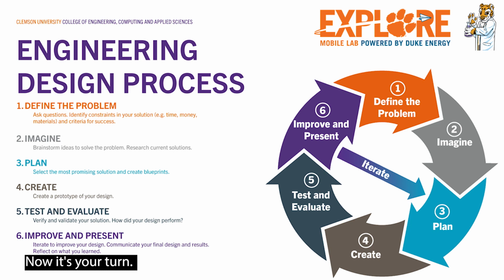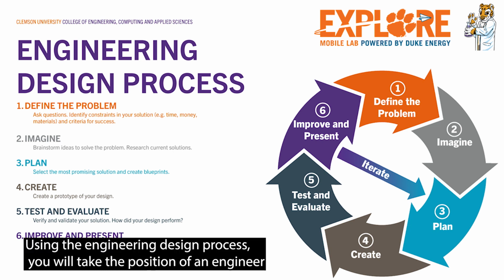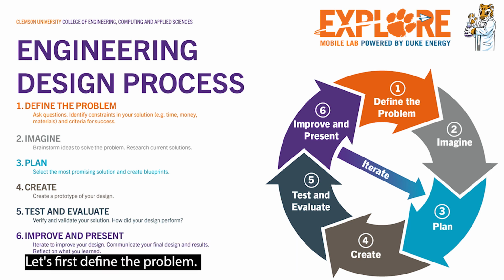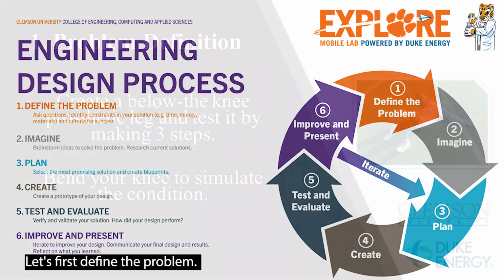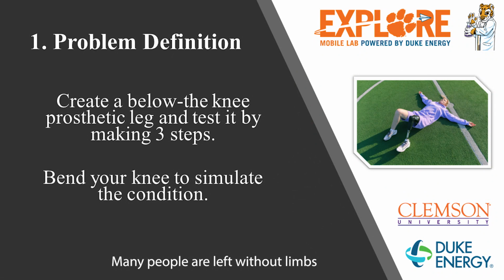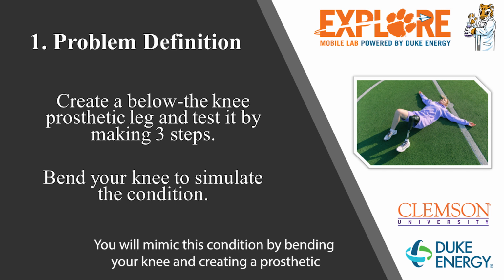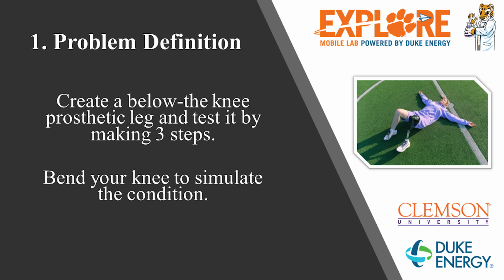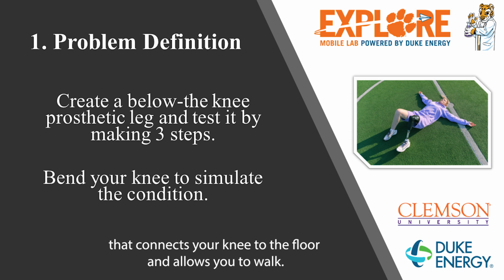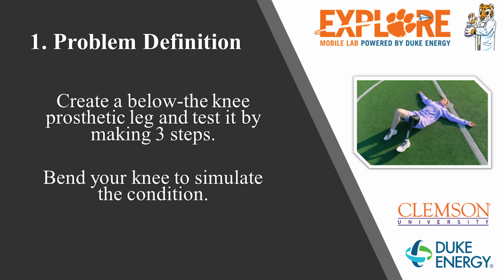Now it's your turn. Using the engineering design process, you will take the position of an engineer. Let's first define the problem. Many people are left without limbs because of injuries, illness, or other circumstances. These amputees need help performing everyday tasks. You will mimic this condition by bending your knee and creating a prosthetic that connects your knee to the floor and allows you to walk.